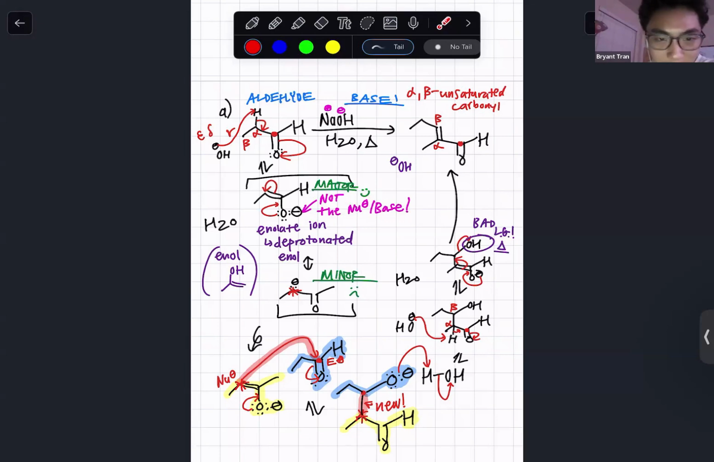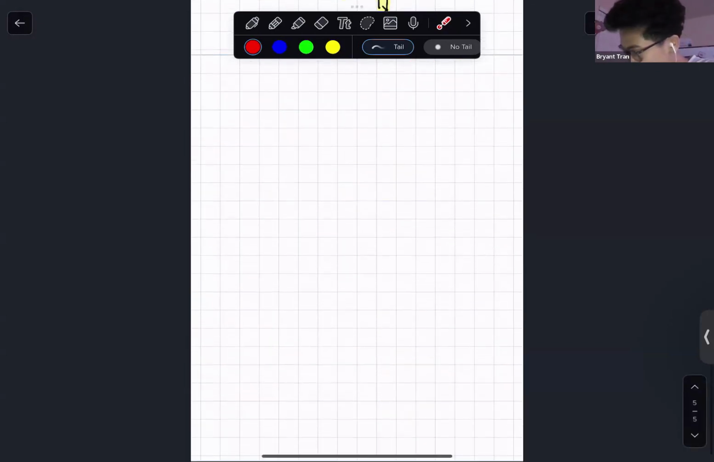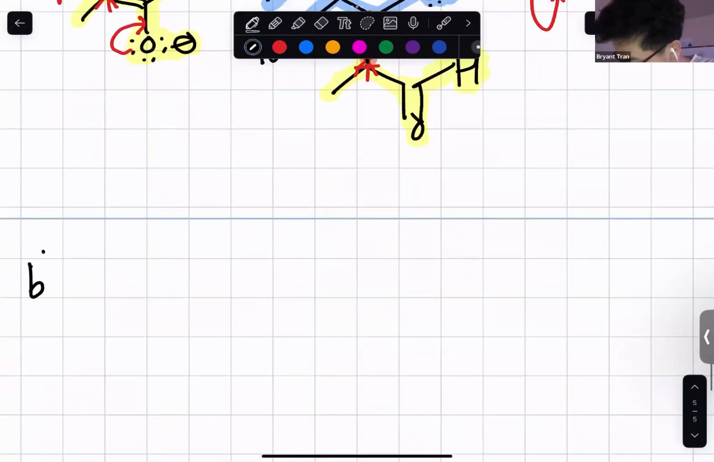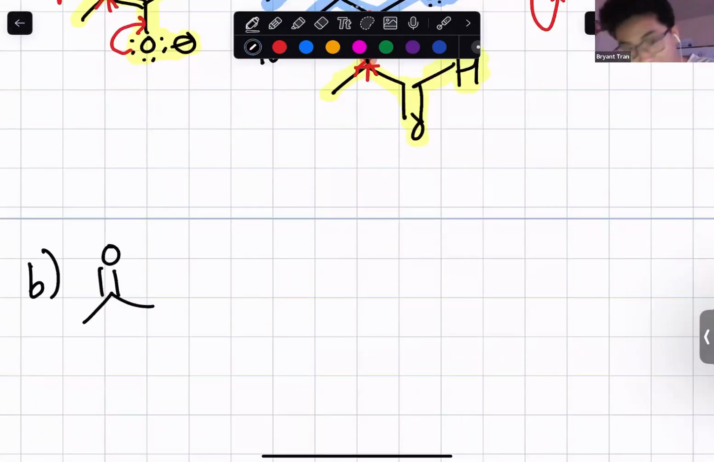I would practice that with part B. But I'm going to give you a hint here. Part B, we have a ketone, which is acetone, and benzaldehyde, two equivalents of benzaldehyde.